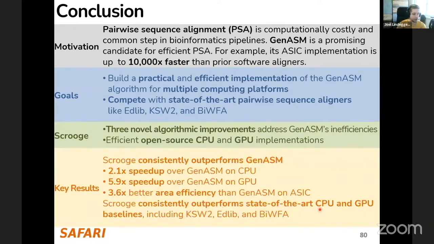We observed that Scrooge consistently outperforms GenASM, such as by 2.1x on CPU, 5.9x on GPU, and has 3.6x better area efficiency when implemented as an ASIC. Finally, we observed that Scrooge consistently outperforms state-of-the-art CPU and GPU baselines, including KSW2, EDLib, and BiWFA.